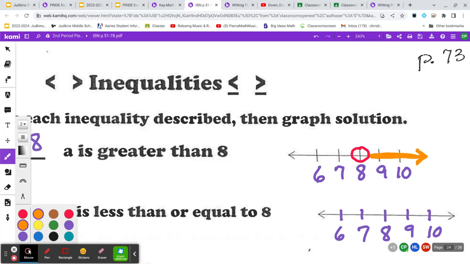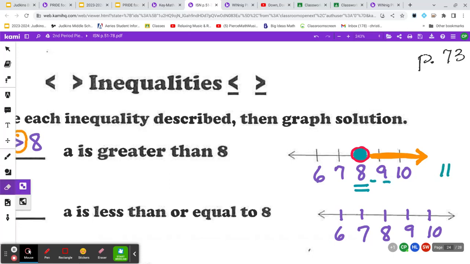If it were colored in, that means the 8 is included. That means the price of something could be exactly $8, or it was $8.50, or $9, or $11, or whatever. It's more than $8. But in this case, the 8 is not included.